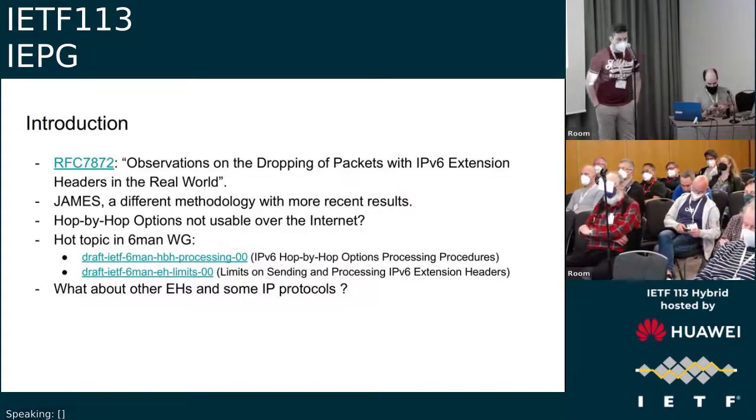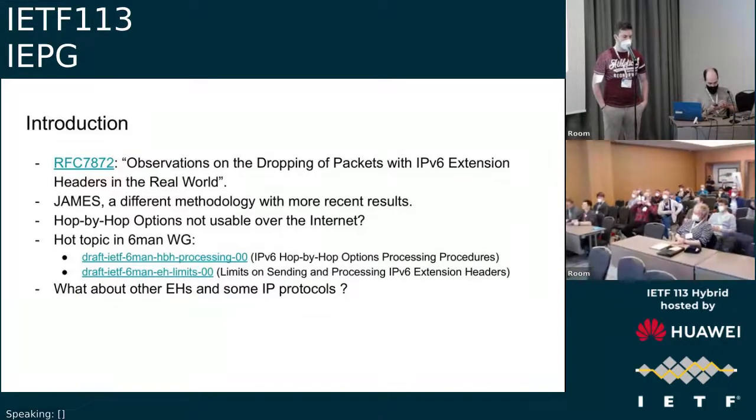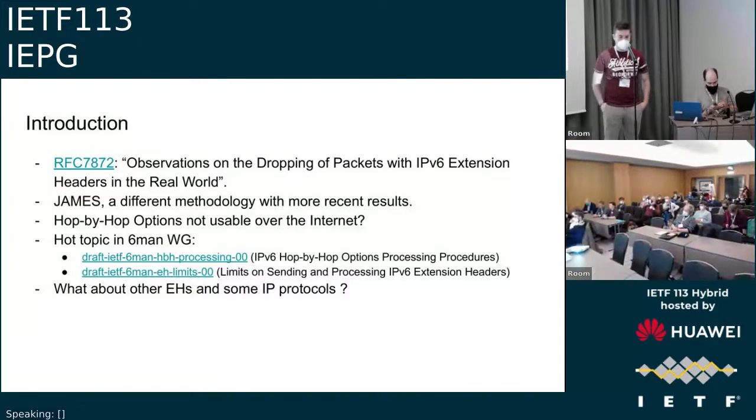Why did we come up with James? Actually, there is already RFC 7872, which was mentioned in a previous talk. And actually, we wanted to present new, refreshed, and more complete results. And you probably heard in 6man that there is a hot topic about hop-by-hop options. And the question is, are they usable or reliable over the entire internet?